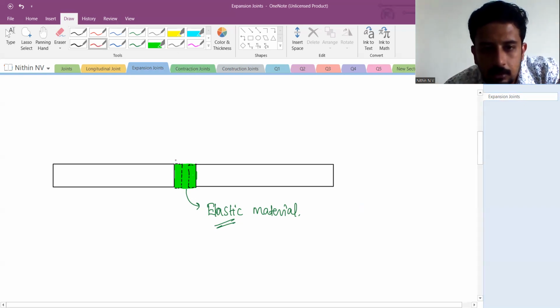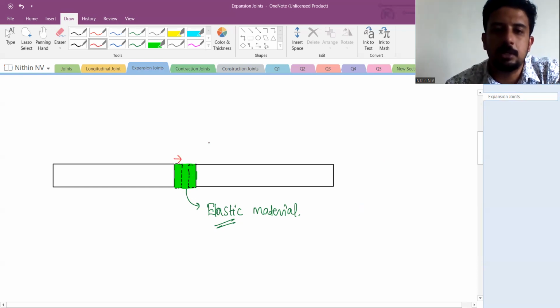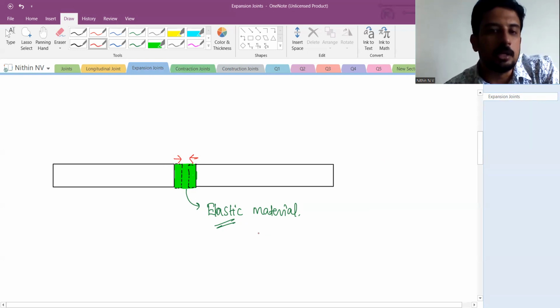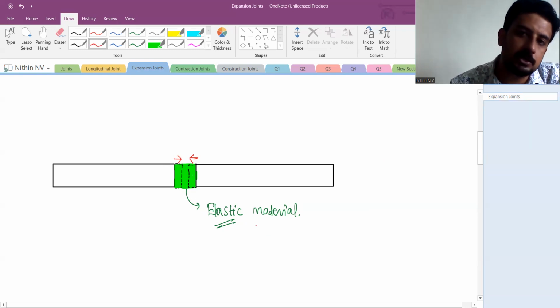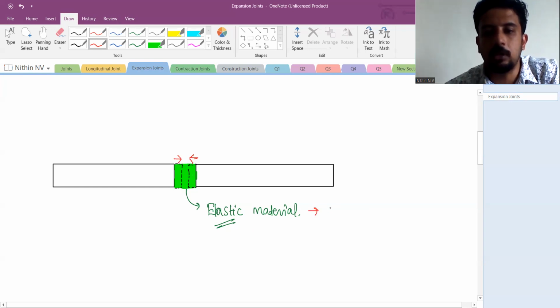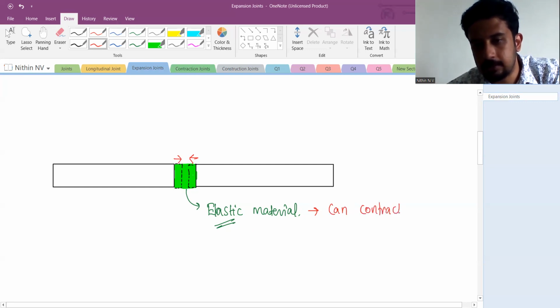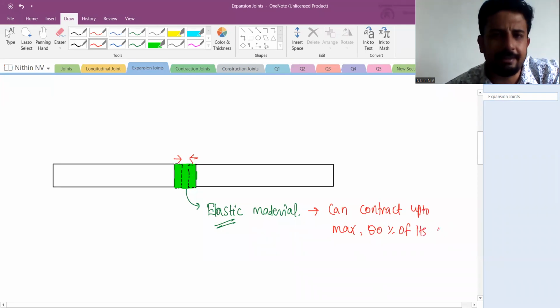So when the slab is pushing the elastic material from this side, and this slab is pushing the elastic material from the other side, obviously the elastic material will get contracted. But there is a particular property for this elastic material. It can contract up to a maximum of 50% of its width, or I can say thickness, whatever, of its width.